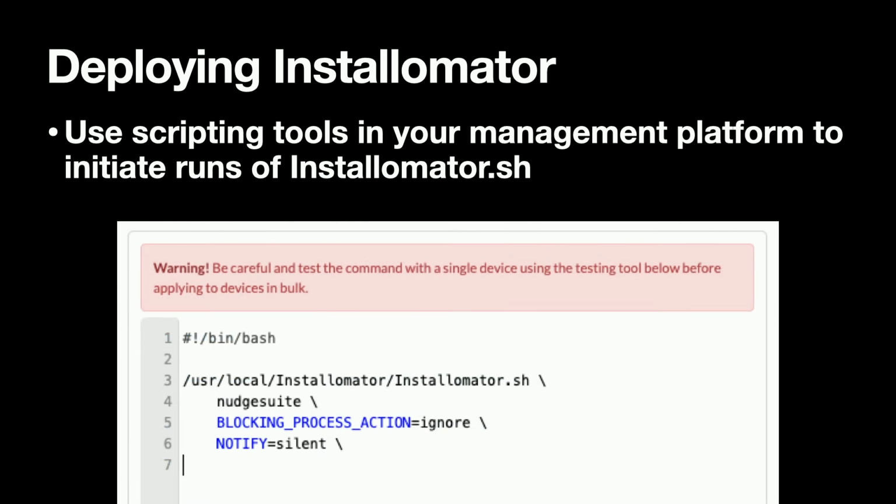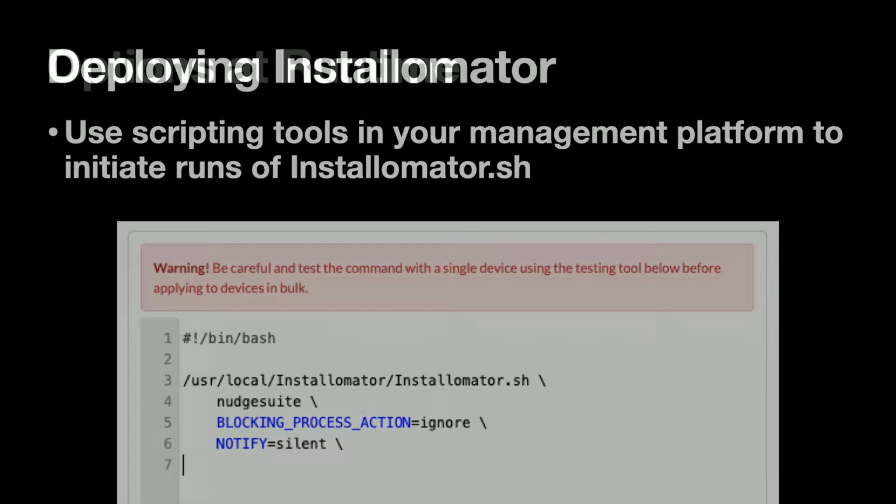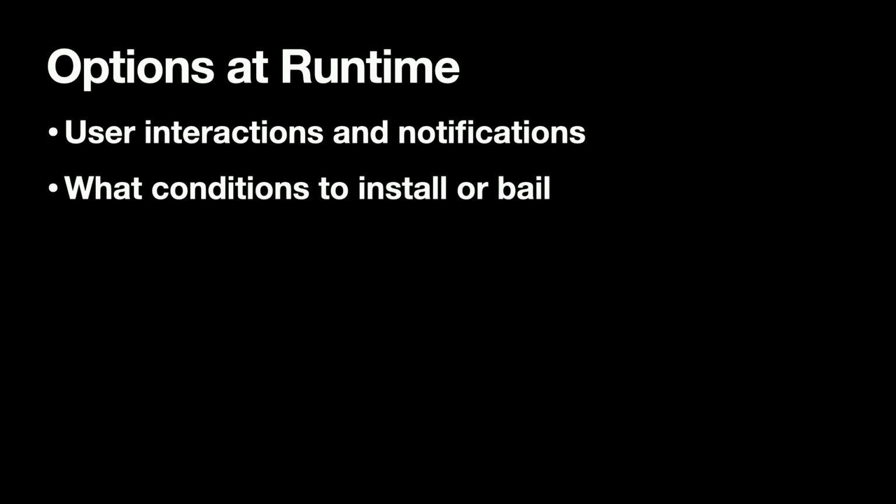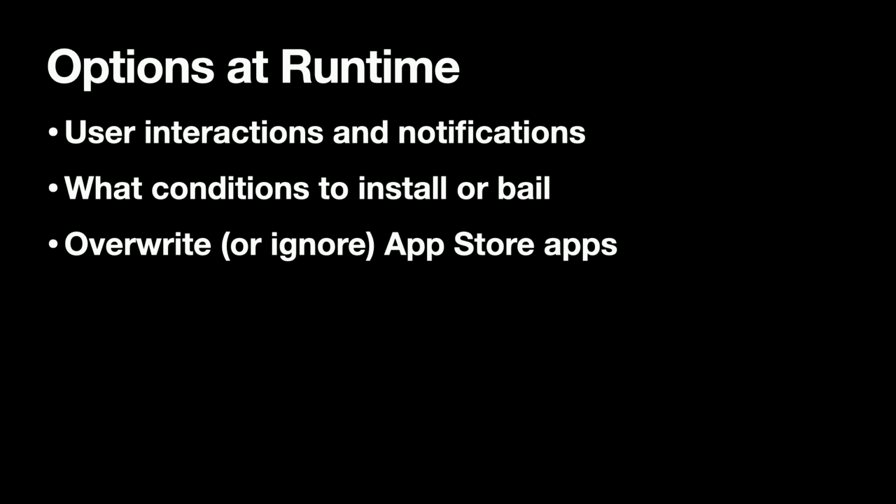Everybody else, this is an example of using it in Mosyle to deploy Nudge Suite silently. And if your machines have Installomator on it, this is all you need to do a silent install of that software or update. So at runtime, we have the ability to add additional options, which you just saw with the Nudge Suite.